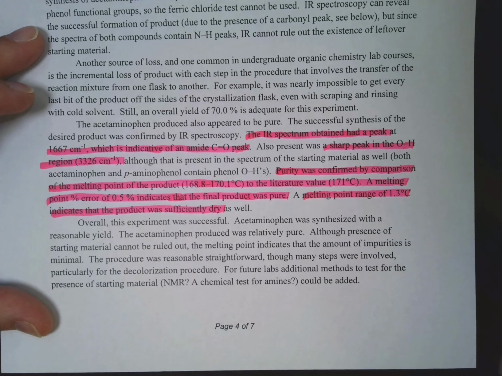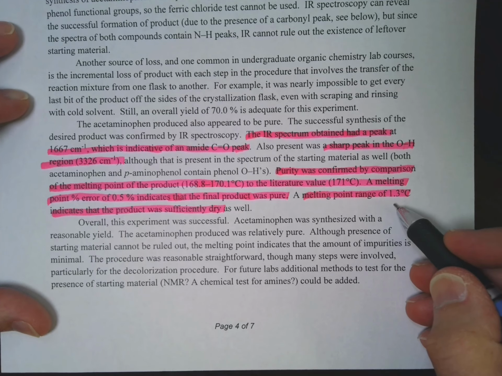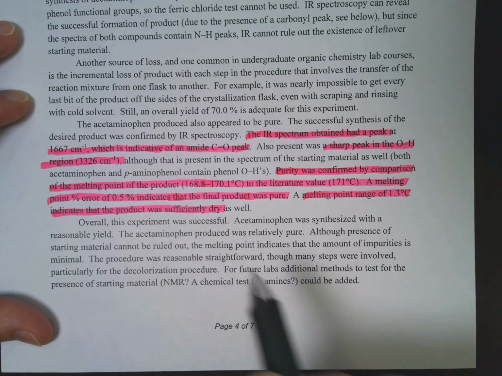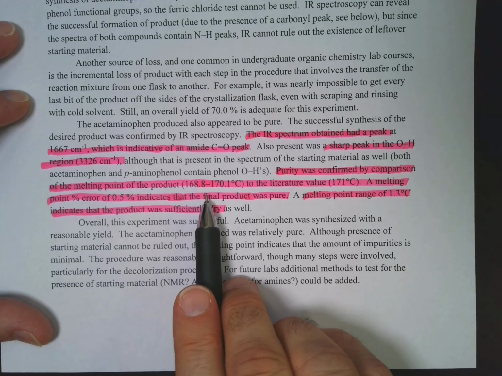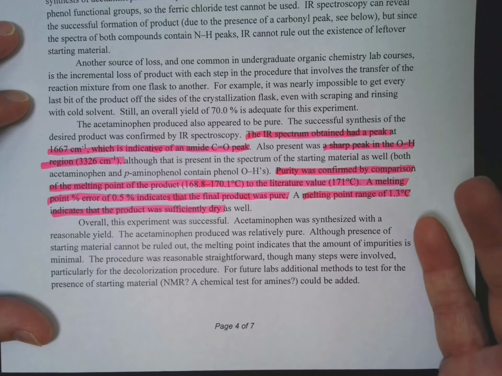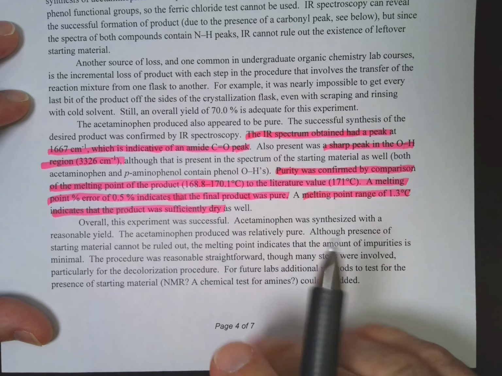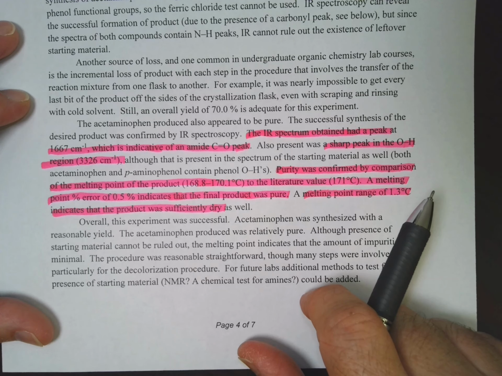So remember what things mean. A melting point range of less than 2 degrees means you've dried it pretty well, gotten rid of most of the solvent. If your melting point range is greater than 2 degrees, you have solvent present still. And if your melting point percent error is less than 2%, it's pretty pure. If your percent error is greater than 2%, then you definitely have impurities present.